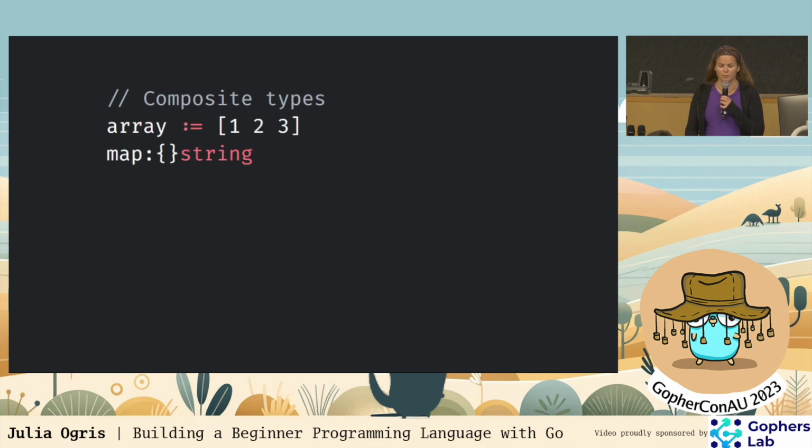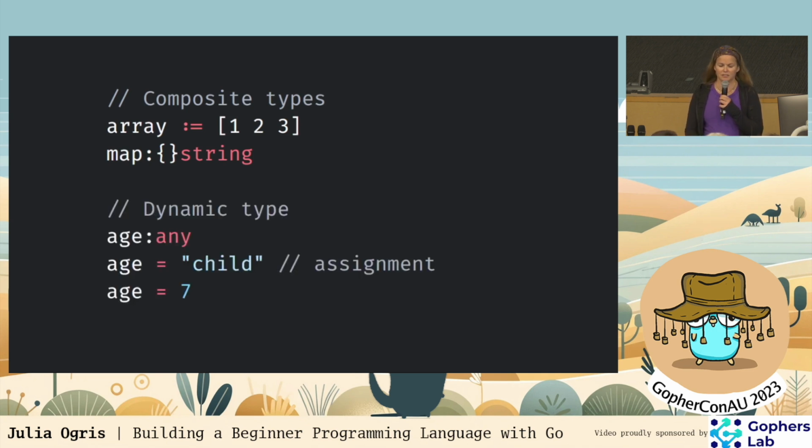And there are only 2 composite types. We've got arrays, more like a Go slice, and we've got maps, more like JSON objects really. So the keys always have to be strings. The values can be whatever you specify. And there is 1 dynamic type, should be familiar to all the gophers in the room. It's called any, so a variable of type any can take values of any type, like the string or the number here.